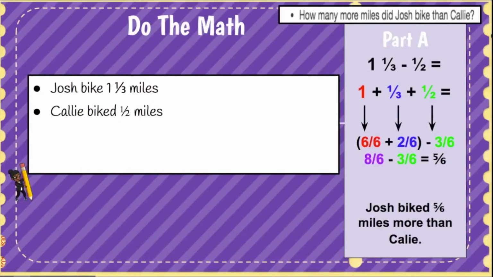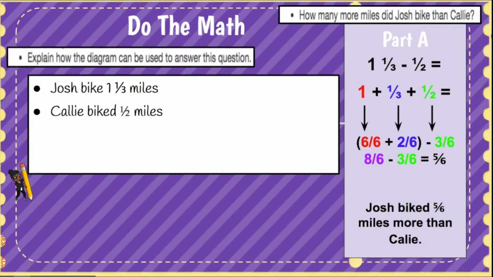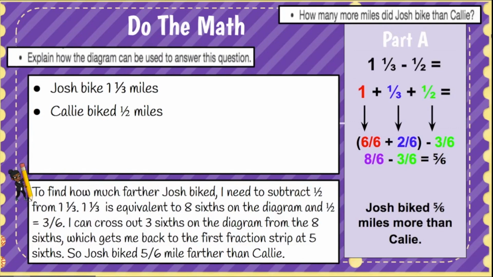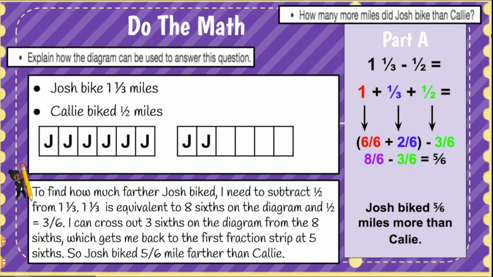Now we must explain how the diagram can be used to answer this question. To find out how much further Josh biked, I need to subtract 1/2 from 1 1/3. 1 1/3 is equivalent to 8/6 on the diagram, and 1/2 equals 3/6. I can cross out 3/6 on the diagram from the 8/6, which gets me back to the first fraction strip at 5/6. So Josh biked 5/6 miles farther than Callie.